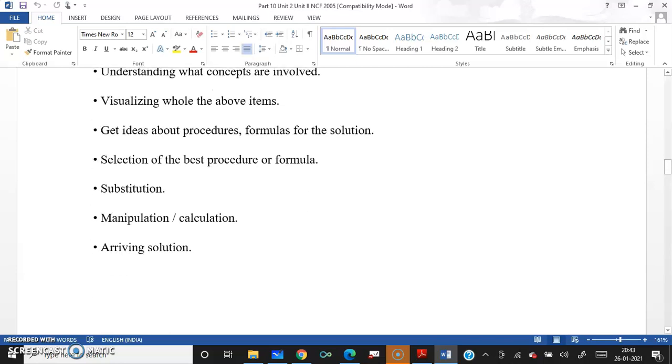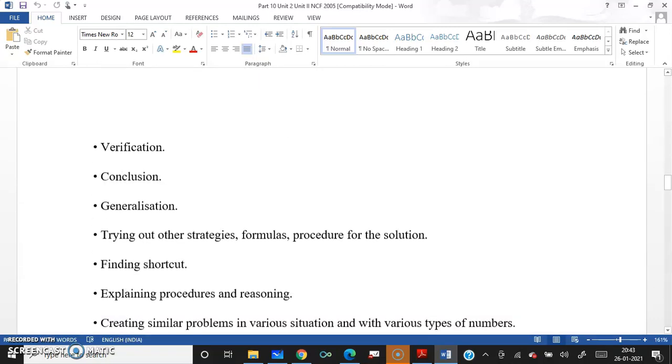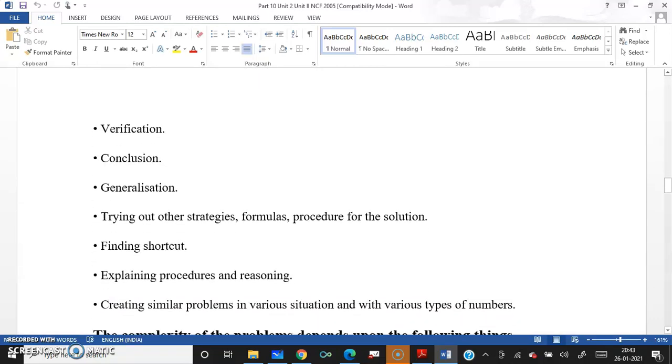Next is selection of the best procedure or formula. There are so many formulas, so which formula will suit this particular question, you select the best. Then after selection, you substitute, then you calculate, that is manipulate, and finally arrive at the solution. And then whether the solution is correct or not, you verify it, and then conclusion, then generalize to everything.